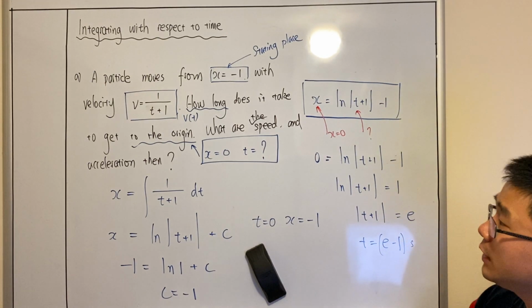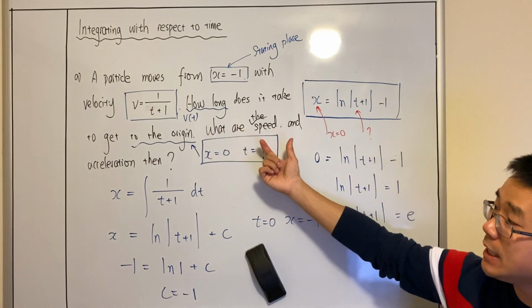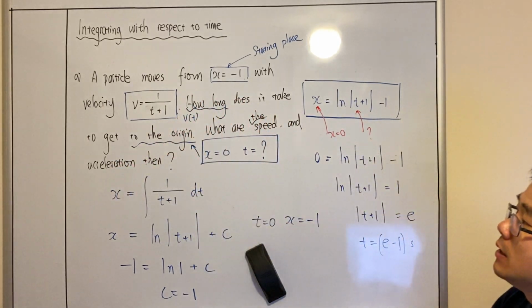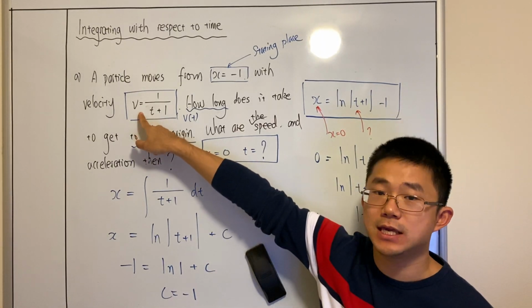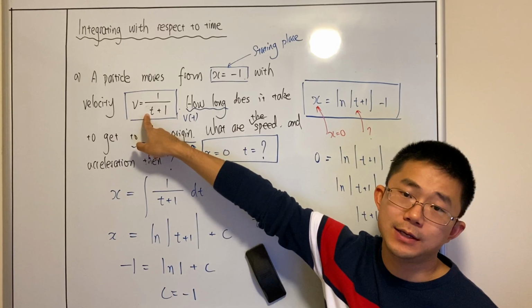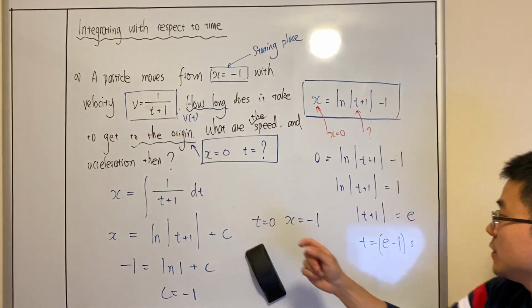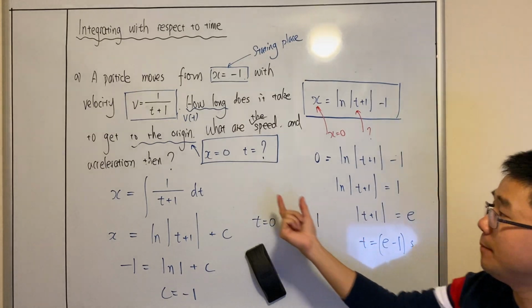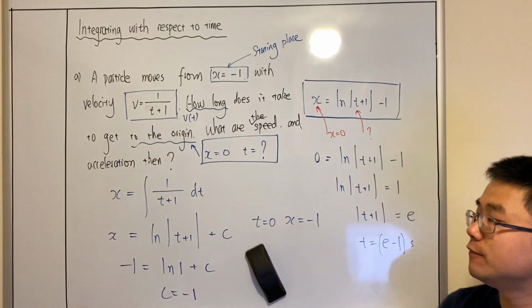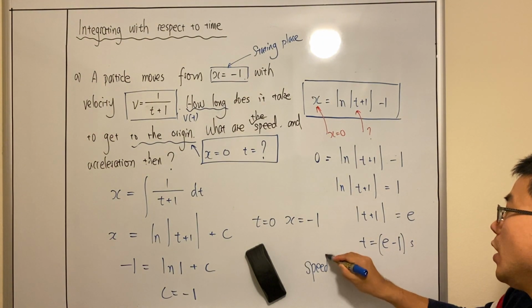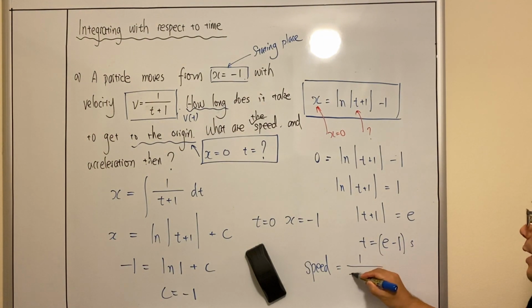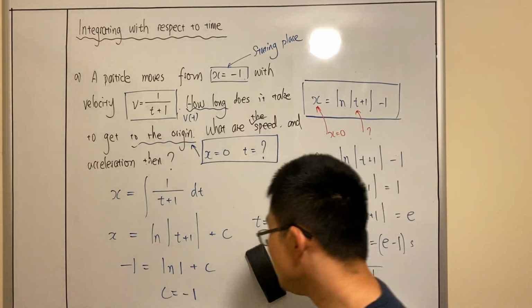Now the next part of the question asks you, what are the speed and acceleration? Speed and acceleration, all right? So to find the speed, we have the velocity function v here. We just need the time, right? So all you need to do is to substitute the time e minus 1 back into this equation. You should be able to find out the speed. All right, so the speed at that particular time is 1 over (e minus 1 plus 1), which is 1 over e. That is the speed.